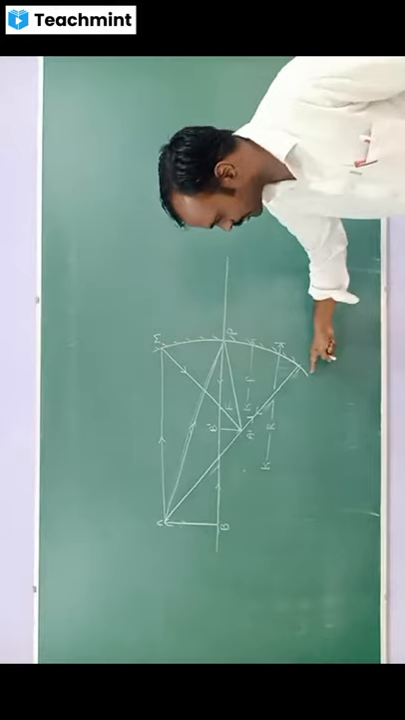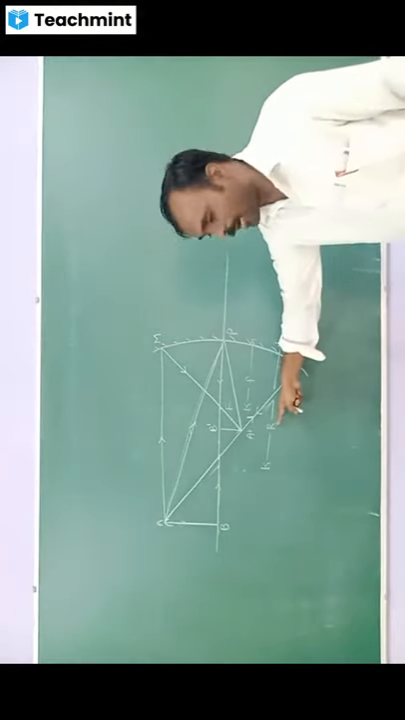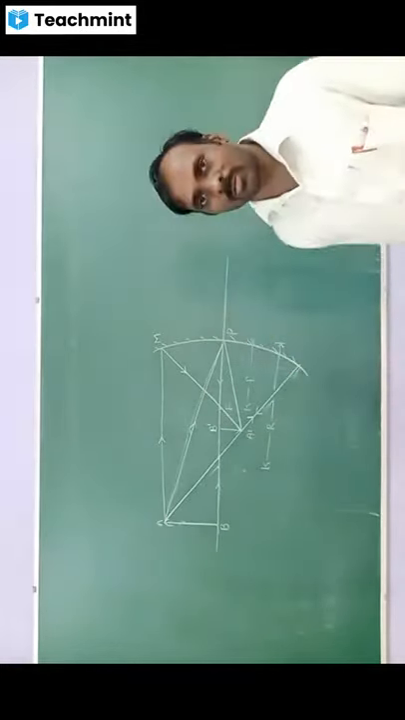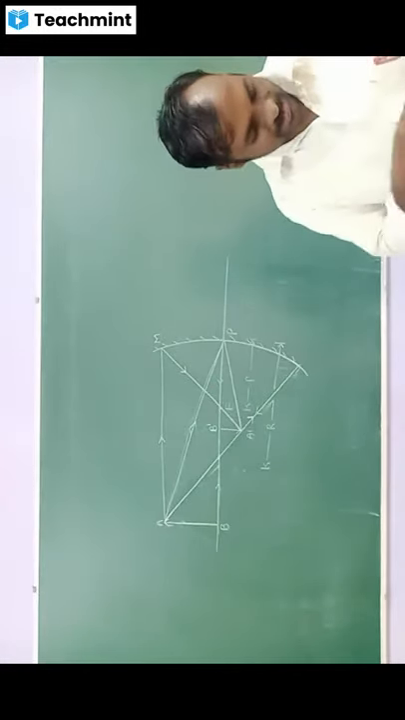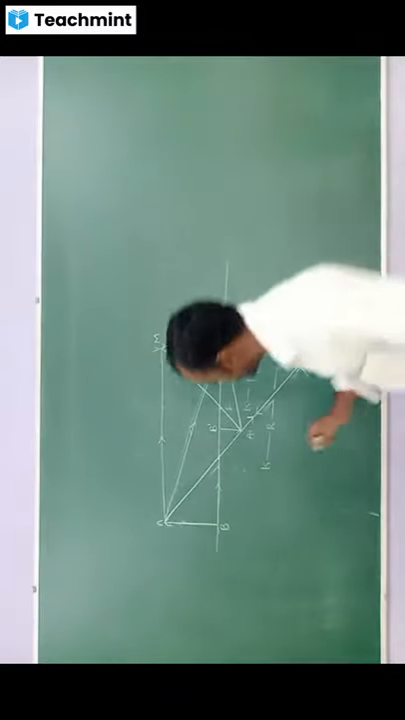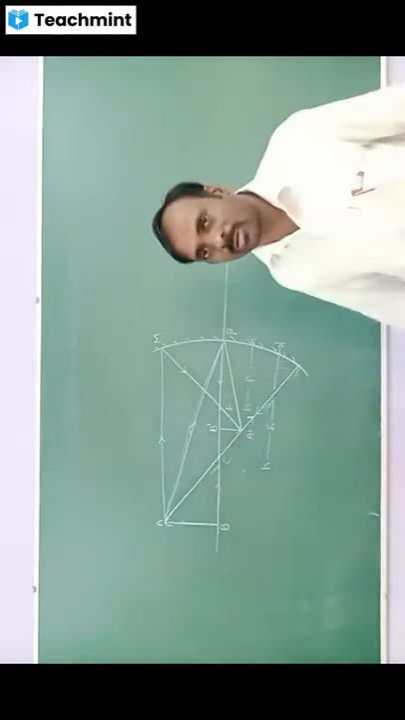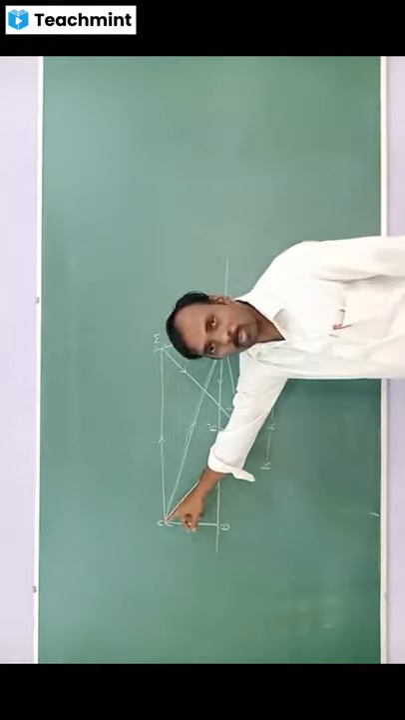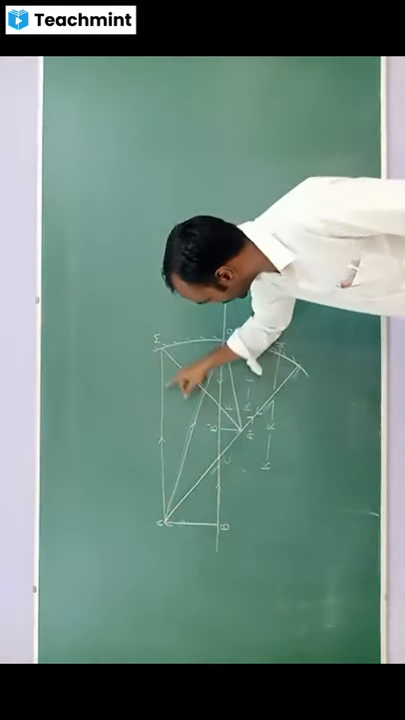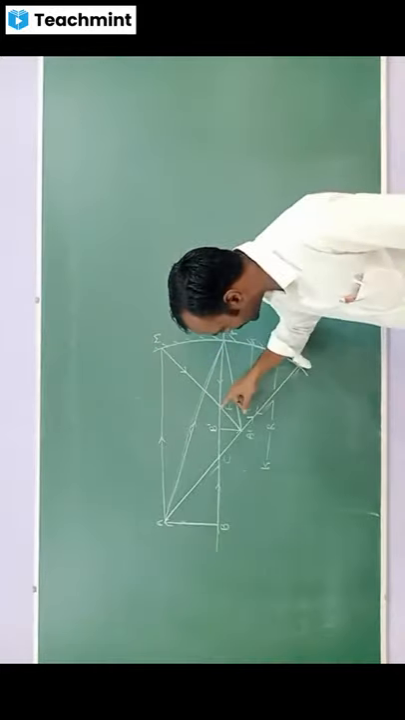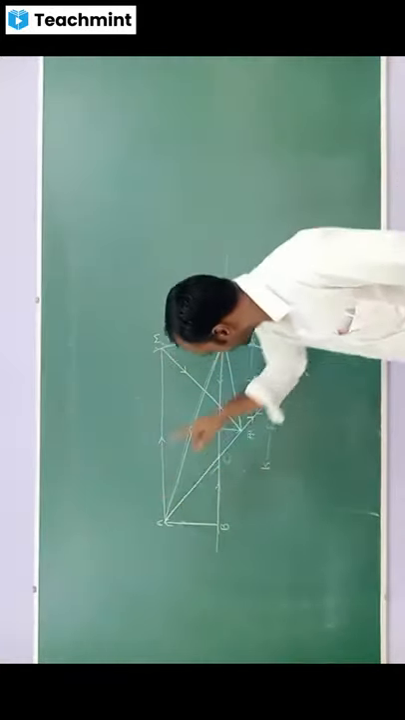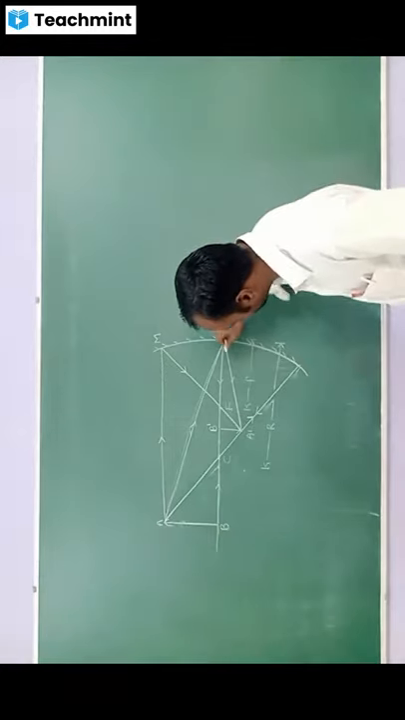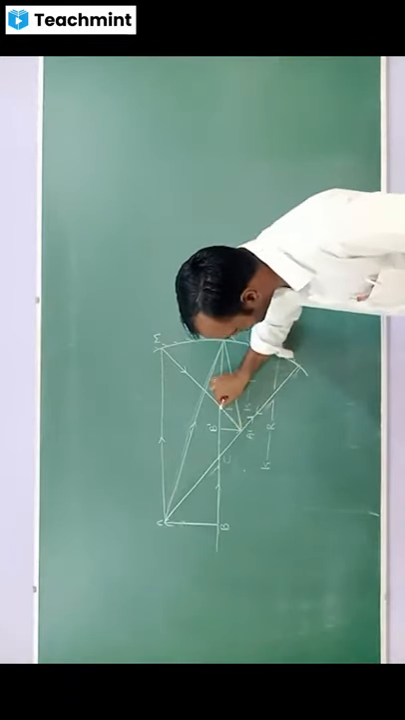Here this is a concave mirror with its focal length and radius of curvature. We are placing a linear object AB perpendicular to the principal axis in front of the concave mirror, beyond C, the center of curvature. From point A, the light ray parallel to the principal axis is reflected through the principal focus.